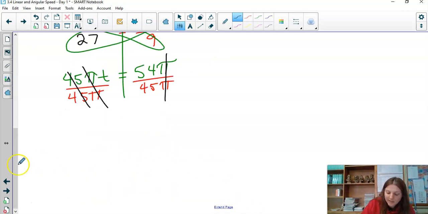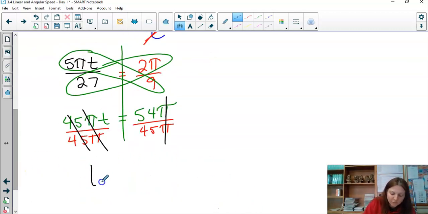Okay, now I need to reduce this fraction if possible. If you are good with reducing, you may notice that both of these numbers divide by 9. 54 divided by 9 is 6. 45 divided by 9 is 5. So if possible, divide it out like that first.